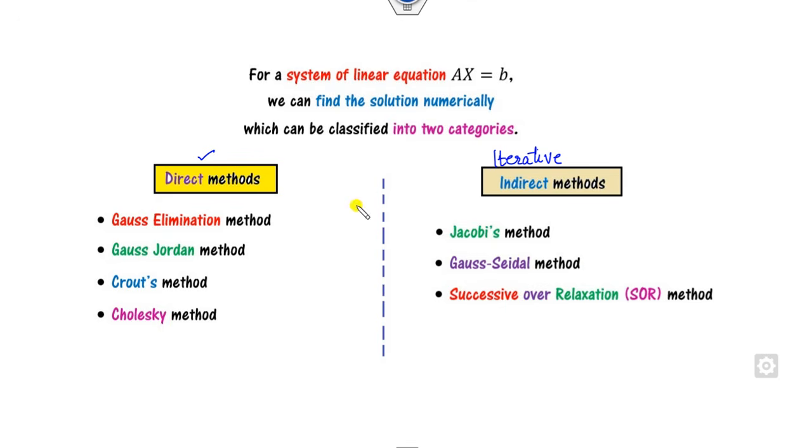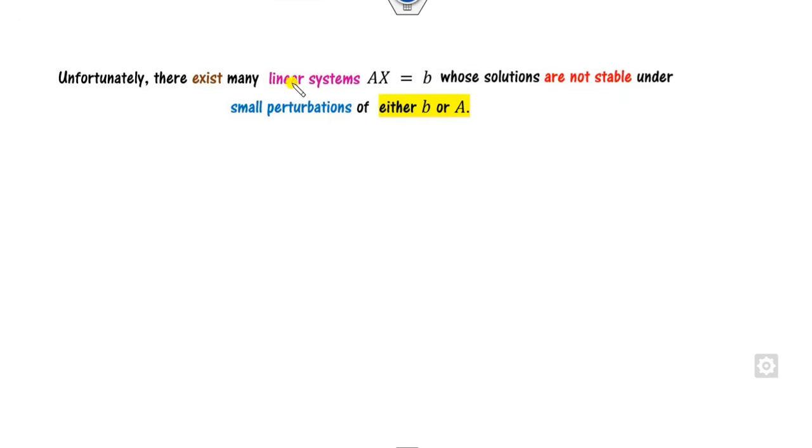But before solving this system, we must know that there exist many linear systems Ax = B whose solutions are not stable. What is the meaning of that? If you simply perturb the values in B or in A or in both, then we will not get a stable solution.